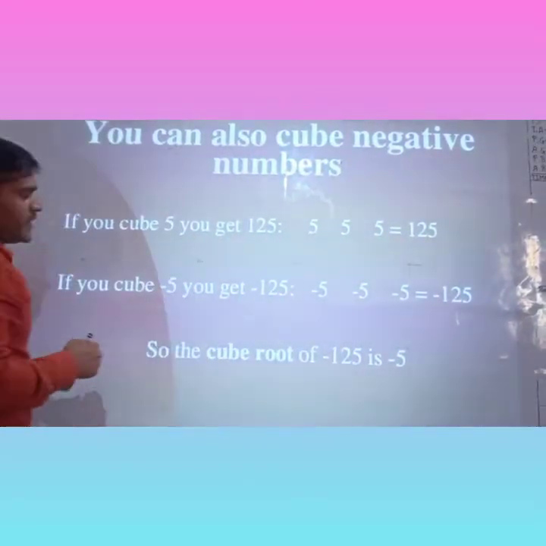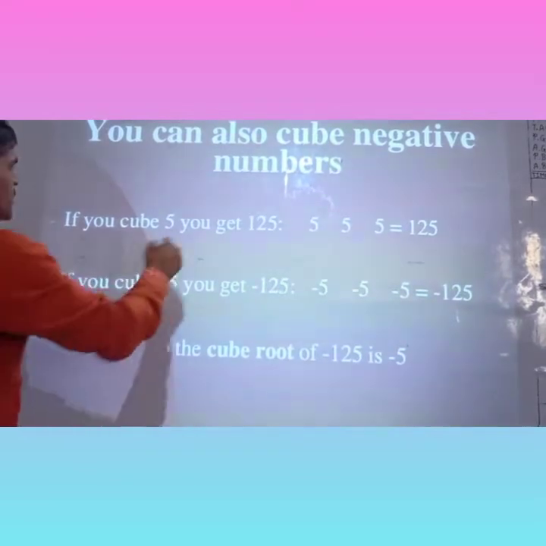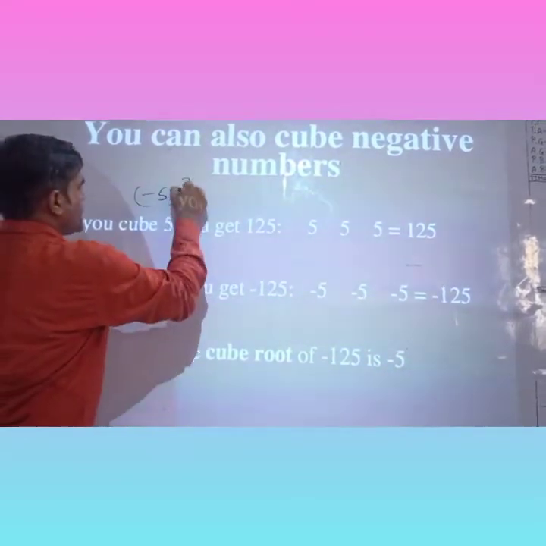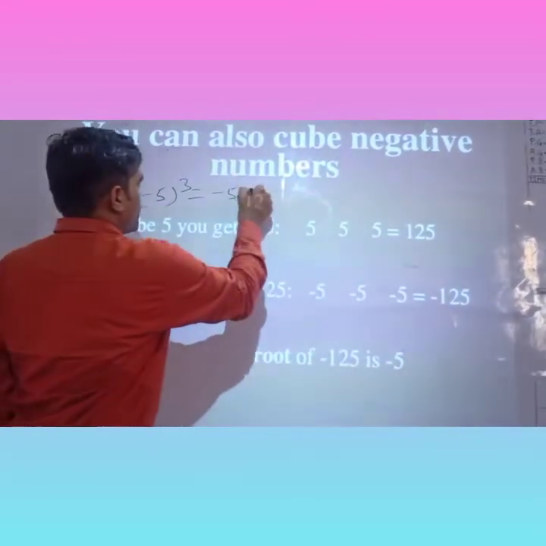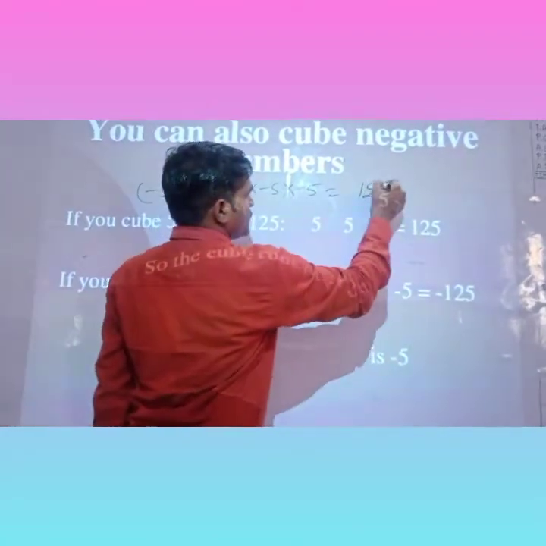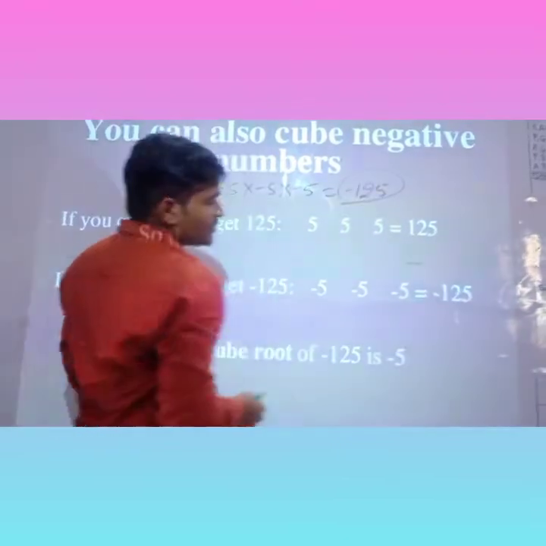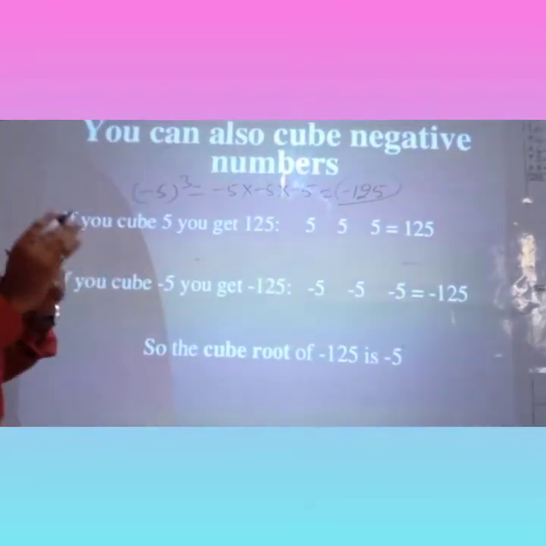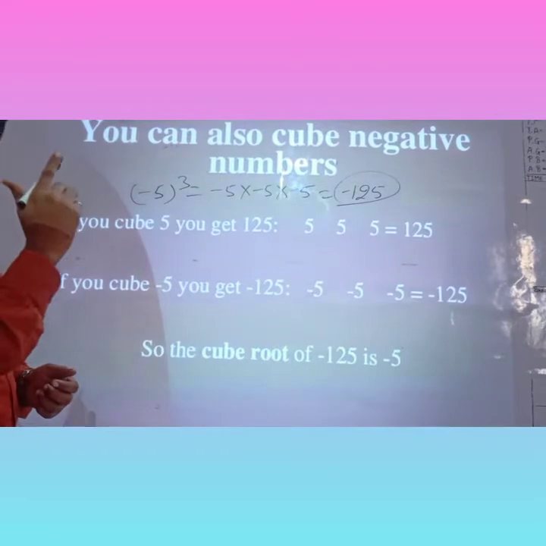Suppose we are given -5. So what is the cube of -5? That is -5 multiplied by -5 multiplied by -5. That is 125 with a negative sign. It is also negative. So the cube of a negative integer is always negative.